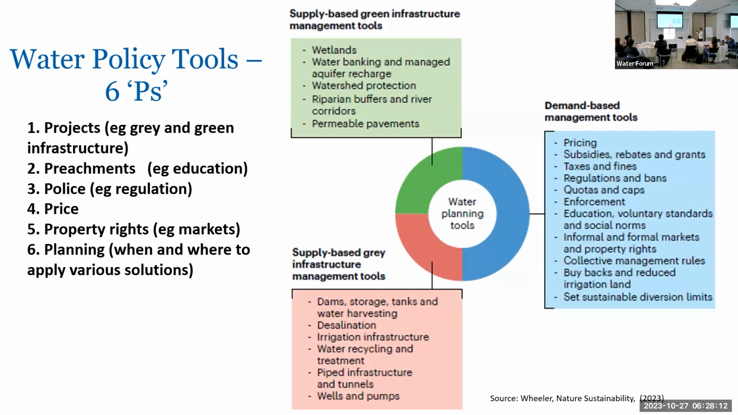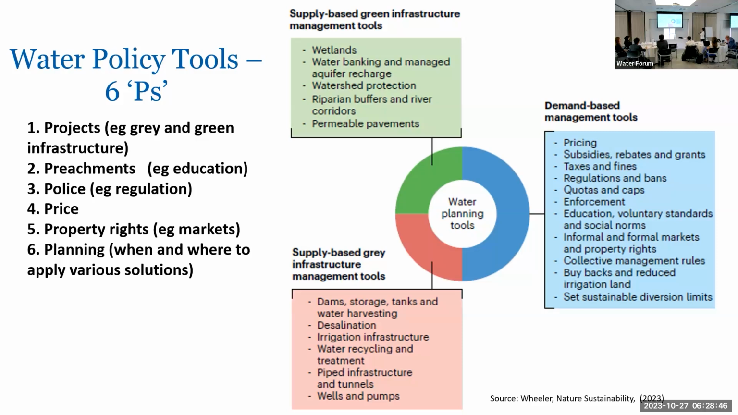The first is projects, being supply side. On the supply side, you have traditional grey infrastructure: dams, storage, desalination, recycling, piped wells, irrigation infrastructure, etc. And then you have the green infrastructure, which we've talked a little about in this forum: using wetlands, managed aquifer recharge, watersheds, riparian buffers, etc. That's what's known as projects.